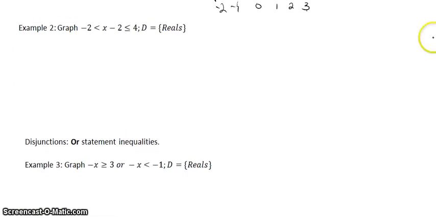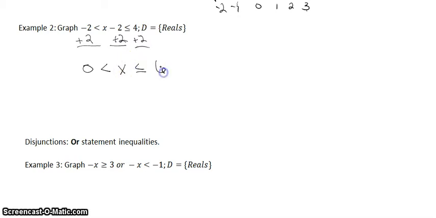Alright, let's look at the next one. This is also considered an and statement, it's just now they've linked them together for this compound inequality. But you still follow the same idea of getting your x by itself. So you'll need to just add the 2 to all 3 parts. So I have plus 2 here, plus 2 here, plus 2 here.